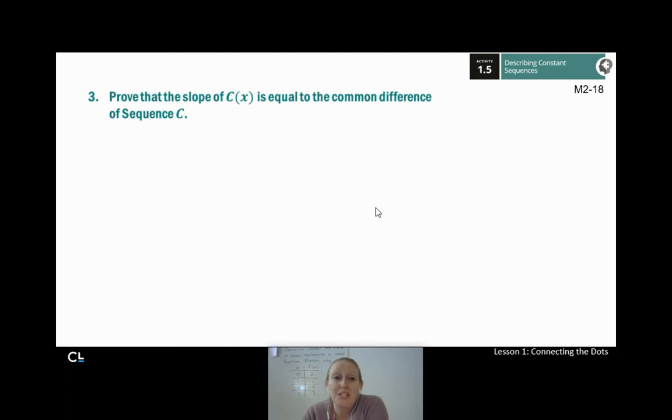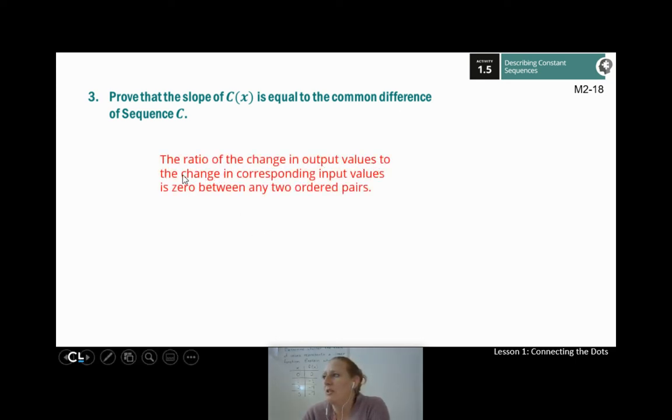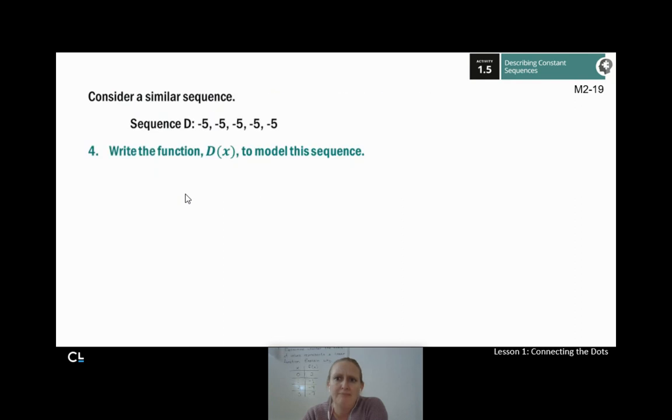Prove that the slope of c of x is equal to the common difference of sequence c. Hit pause, write it down, hit play to check your work. So you probably felt silly even writing it down. But yeah, the ratio of the change in output to the change in corresponding input values, it's 0. The output is not changing. So yeah, our slope and our common difference are both 0. Cat's just knocking down 3 pots a night. Poor little flowers. Do something about that cat.